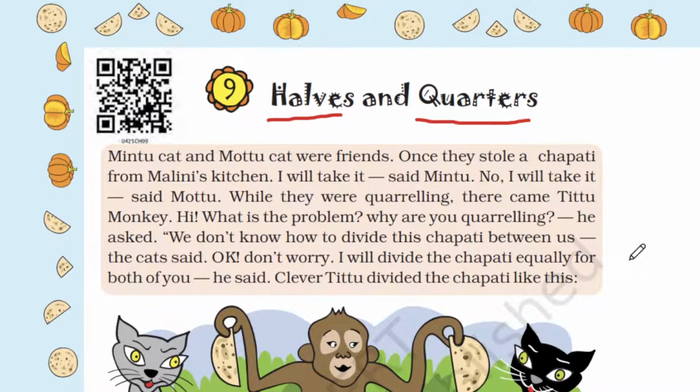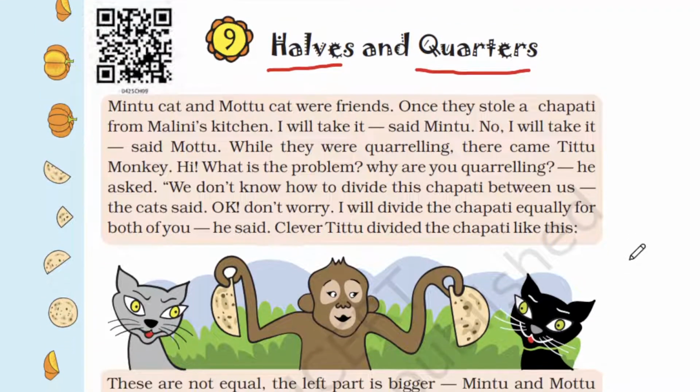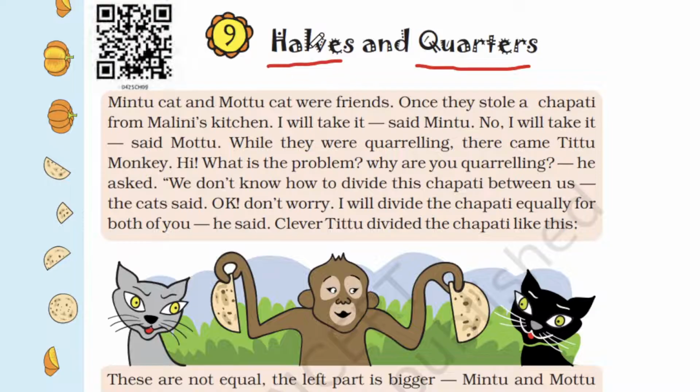Okay, so this is term 2 portion. So, let's go inside the portion. We already know what is half and what is quarter. So, let's see what is half. If a whole is divided into two parts, for example, if we have a whole and if it is divided into two, the two halves, this is the first half and this is the second half. So in a whole, we will get two halves.